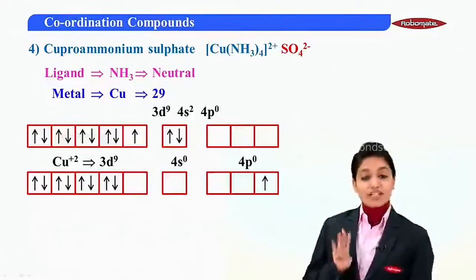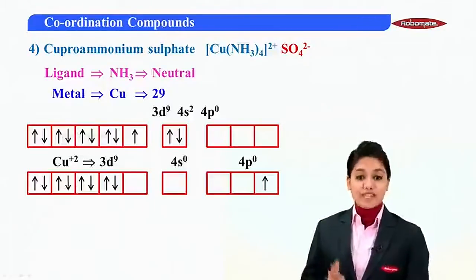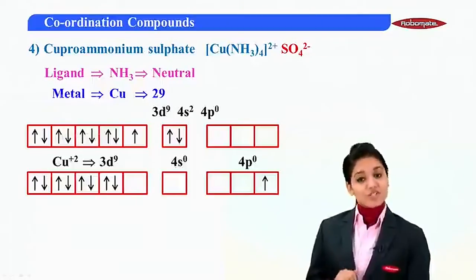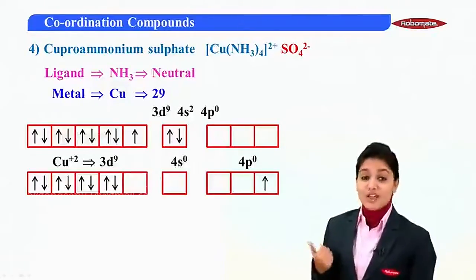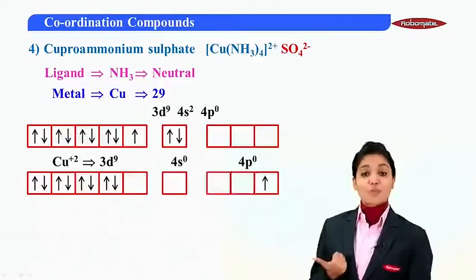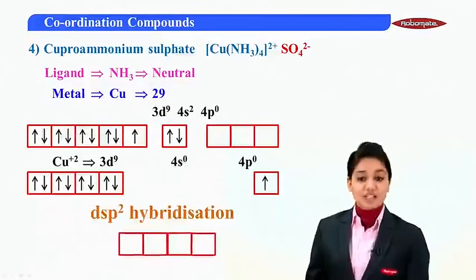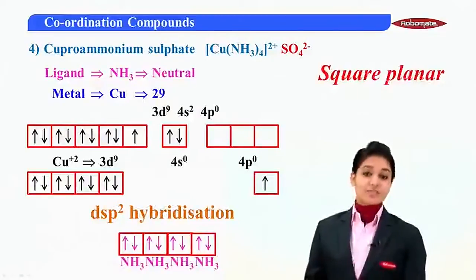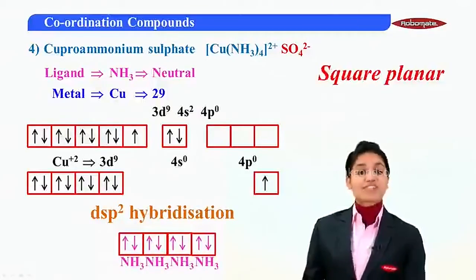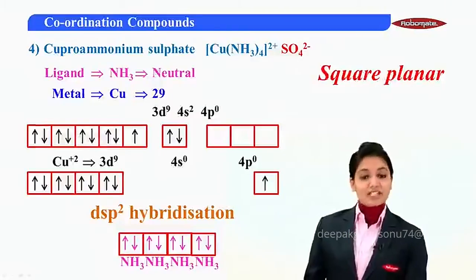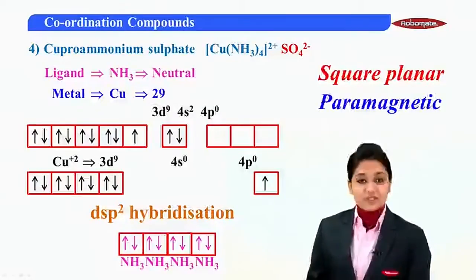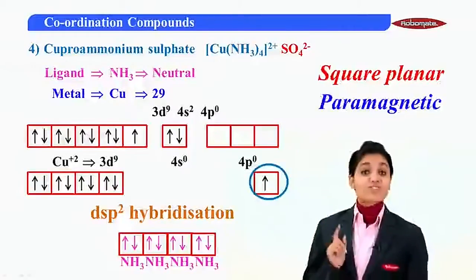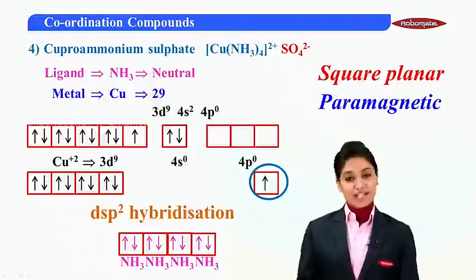Now we have 4 ligands, that means we require 4 vacant orbitals. So in hybridization, what are we utilizing? We are utilizing 1 from d, 1 from s and 2 from p. So the hybridization here becomes dsp2 hybridization, and for dsp2 hybridization, the geometry is always square planar. Now can we see here any unpaired electron? Yes, we can. If you see here 4p1, 1 unpaired electron, which makes this compound paramagnetic.